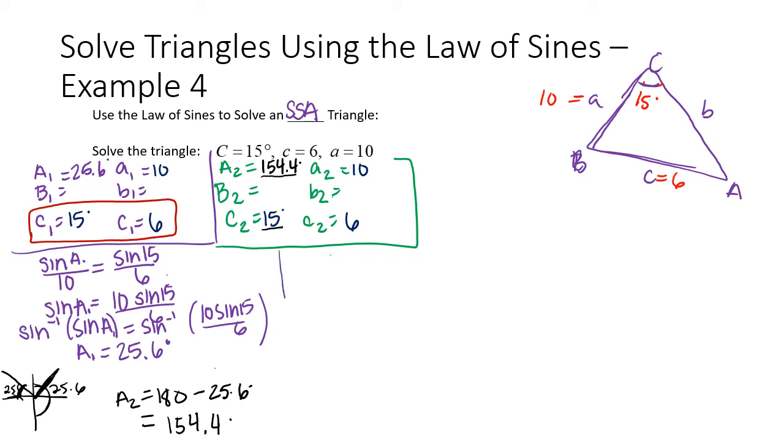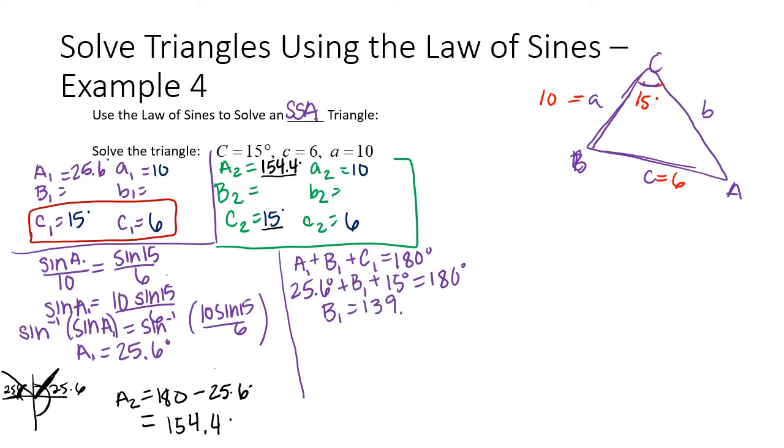So let's start with solving the first triangle. So I know angle A on the first triangle plus angle B on the first triangle plus angle C on the first triangle is going to add up to 180. So I've got 25.6 degrees plus whatever the angle B is on the first triangle plus 15 degrees equals 180. So I end up getting that the angle B on the first triangle is 139.4 degrees.